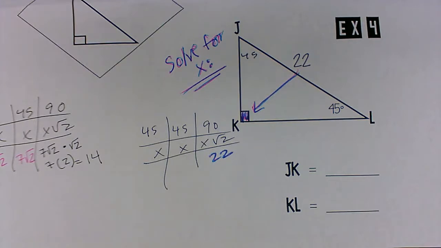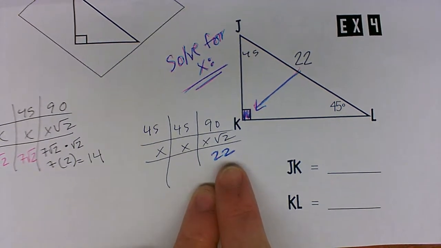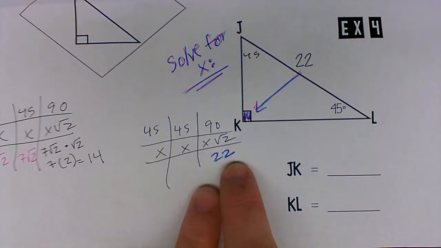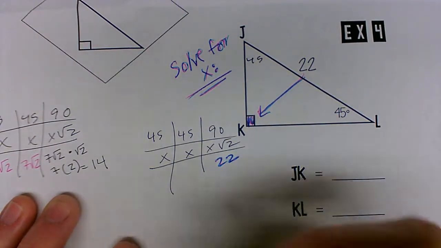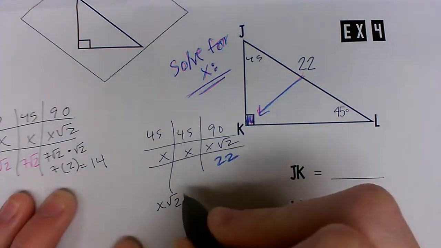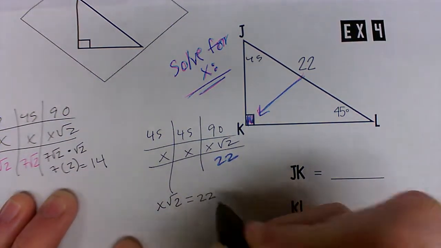We're kind of working backwards here. We're trying to figure out your x value using this number right here. So that's one way we can think about it. We can just set them equal and solve. So x square root of 2 is equal to 22.